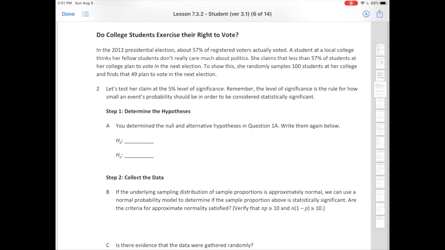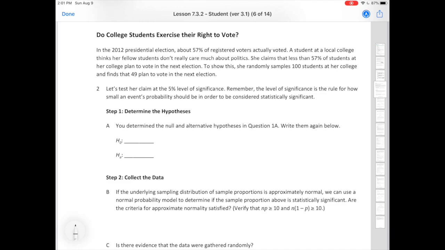Let's test her claim at the 5% level of significance. Remember, the level of significance is the rule for how small an event's probability should be in order to be considered statistically significant. So this is going to be a reminder of how to do a hypothesis test from the beginning, and we're going to run through the entire thing. So let's start with step 1, determine the hypothesis. We already did this in an earlier part, right?